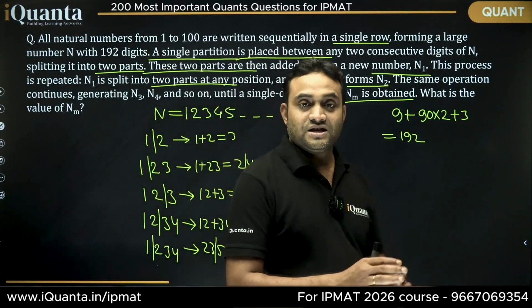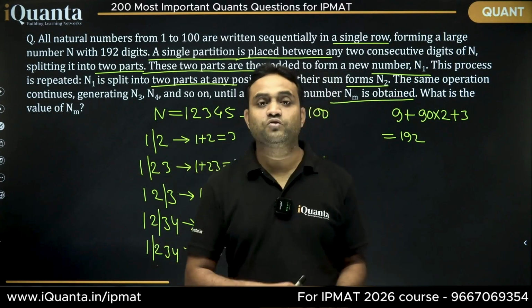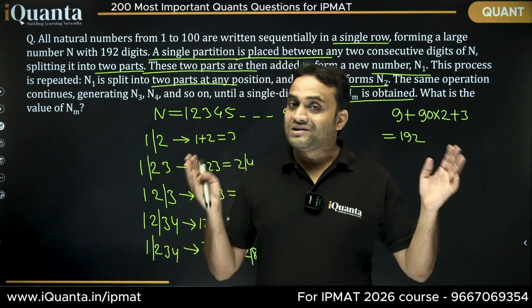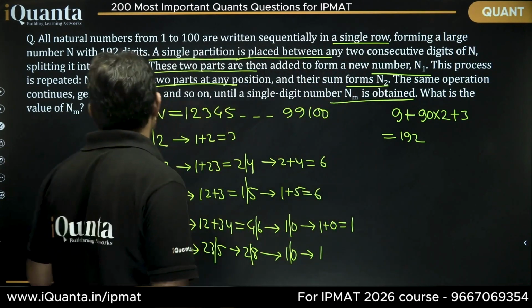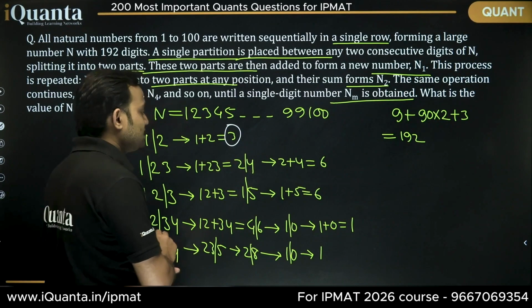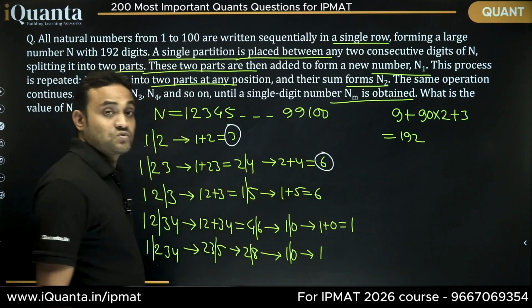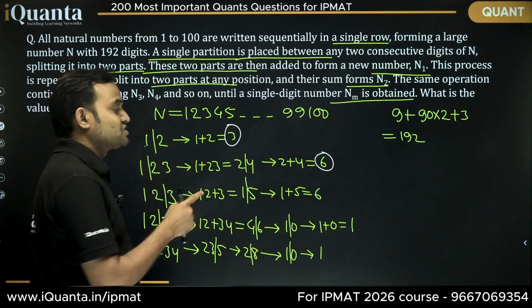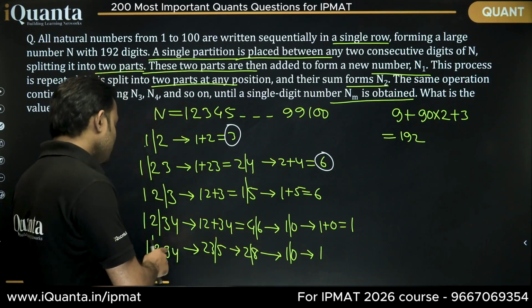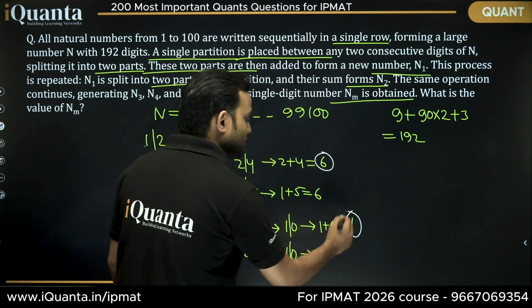So it does not matter where we start with the partition and how we continue. The ultimate result in each case for a particular number will be the same. Here the result is 3. What is 3? 3 is nothing but 1 plus 2. In this case, the result is 6. What is 6? 1 plus 2 plus 3 is 6. Then again, 1, 2, 3, 4. The ultimate digit sum is 1.